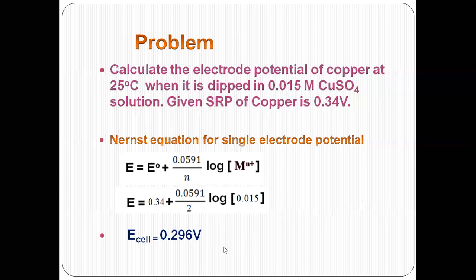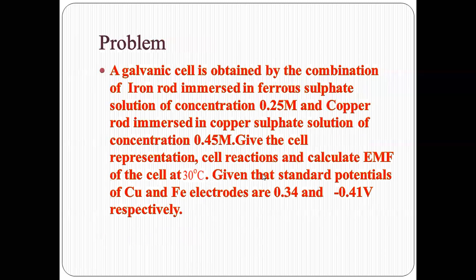After substituting and working out the log value, the final answer for this E cell value is 0.296. This is one type of problem. Only one concentration is given, so we select the single electrode potential equation. Now we move to the second type of problem.